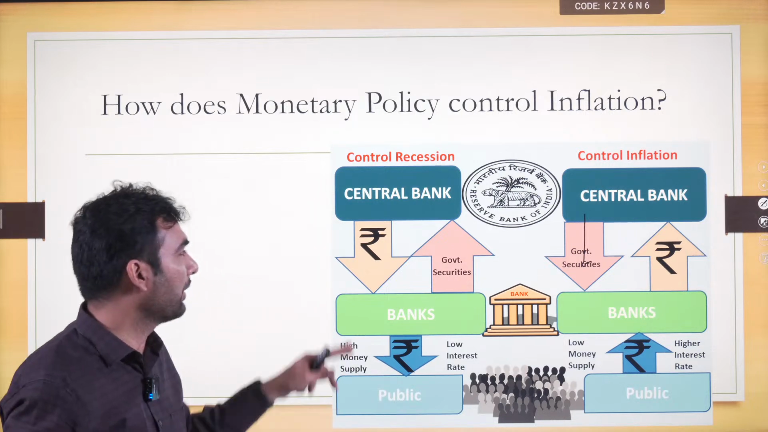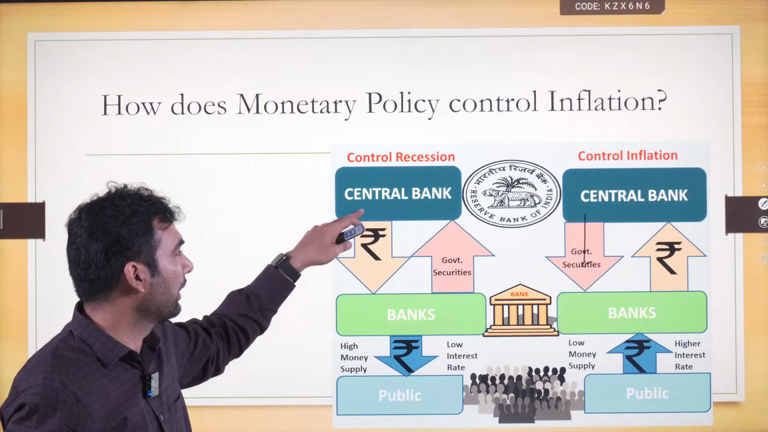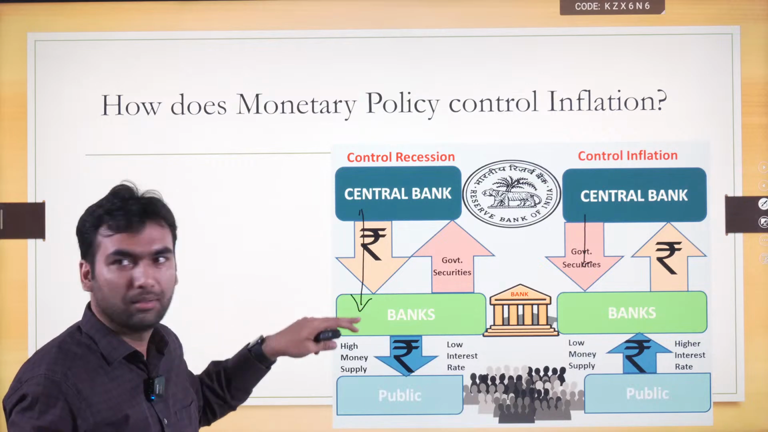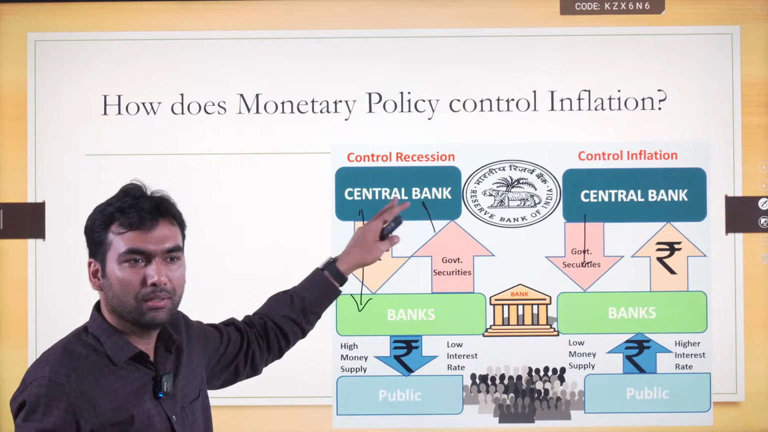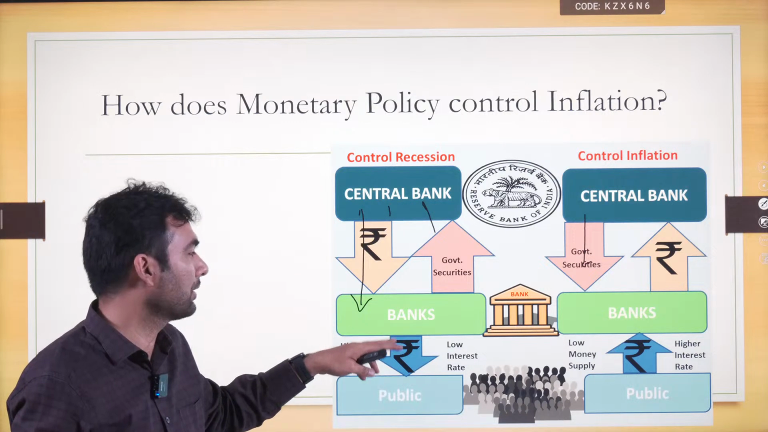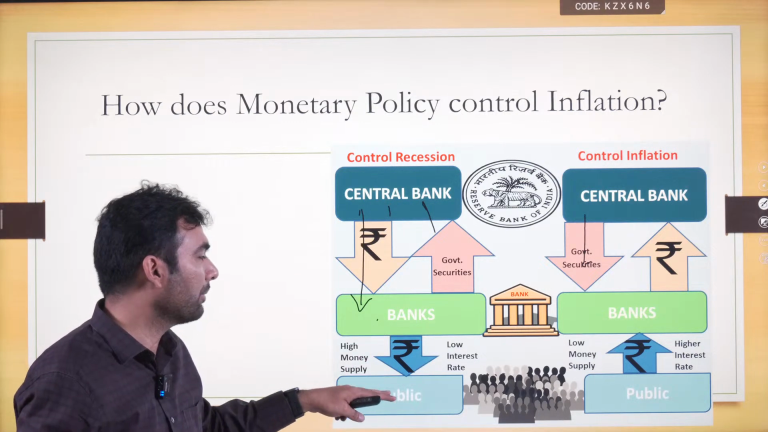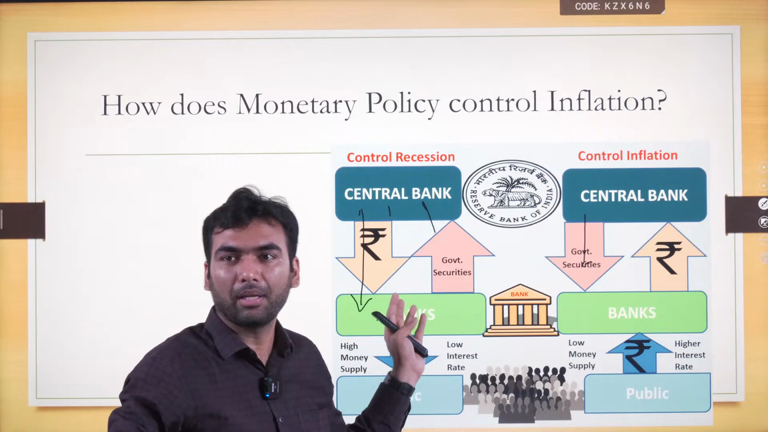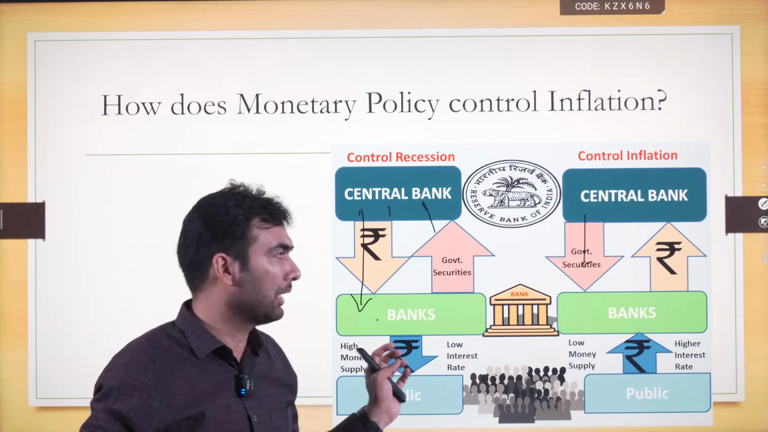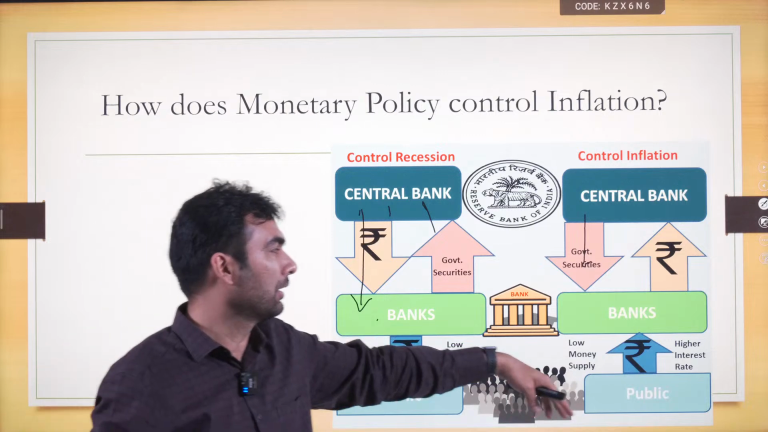The reverse of this: when RBI wants to increase the money supply, RBI will buy government securities. In this way, money will come to the banks. Banks will further lend this money to the public. Interest rates will also go down. When there is more money supply, interest rates would be less. When there is less money supply, interest rates would be high.